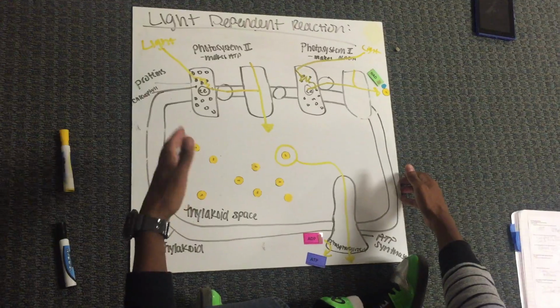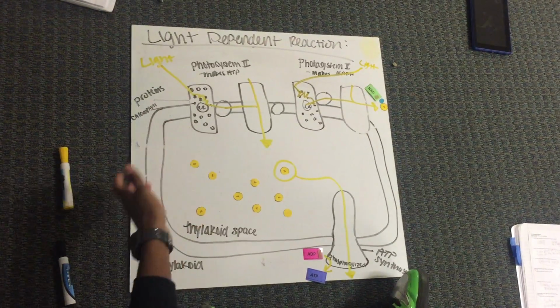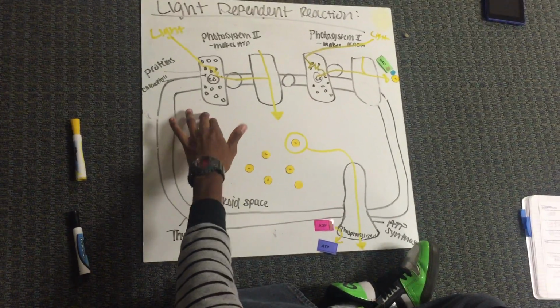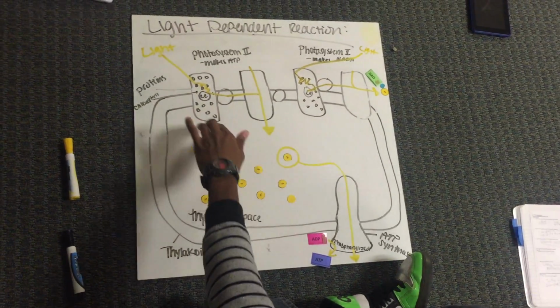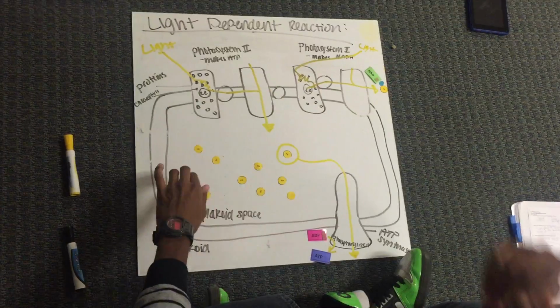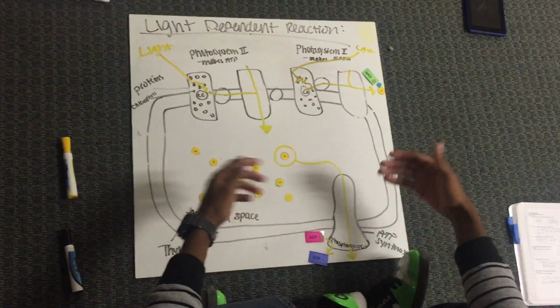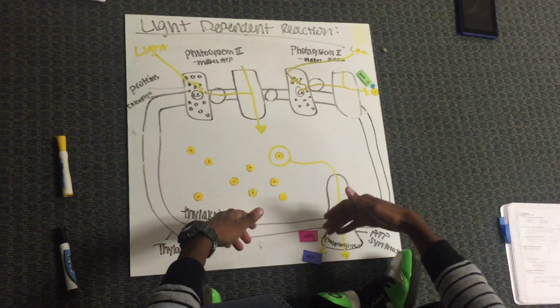to process through electrons to be excited in order to create ATP through the process of the electrons getting excited enough to bounce from protein to protein in order to get to ATP synthase, which then processes ATP and photophosphorylates ADP into ATP.